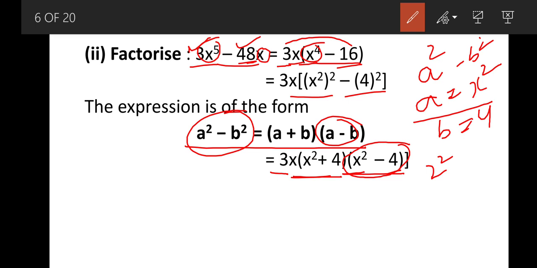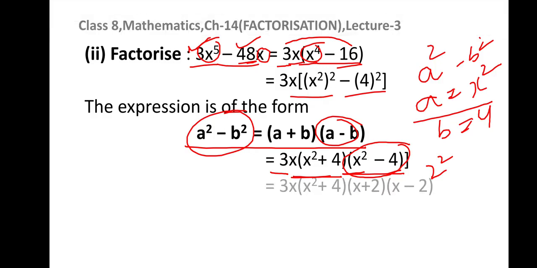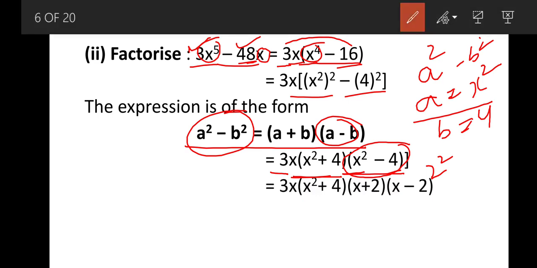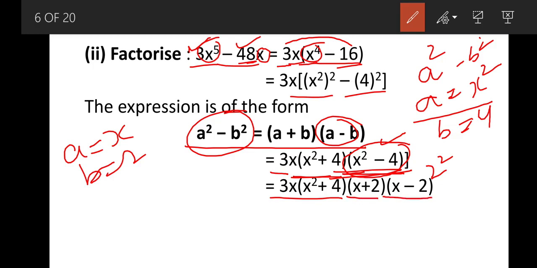So it is not mandatory that in one question you use an identity only once. You are supposed to use the same identity 2 times sometimes, or it can be another different one. So what I have done, I have applied the identity here again, that is x square minus 4. So here a is x, b is 2. I am talking about this x square minus 4. So this part will be written as it is. Now here it will be a plus b, that is x plus 2, into a minus b, that is x minus 2.